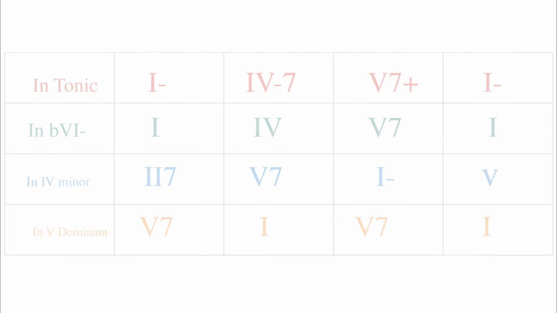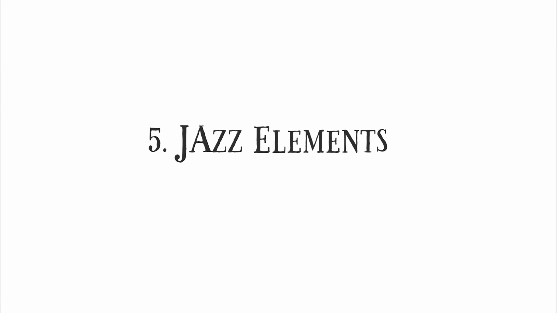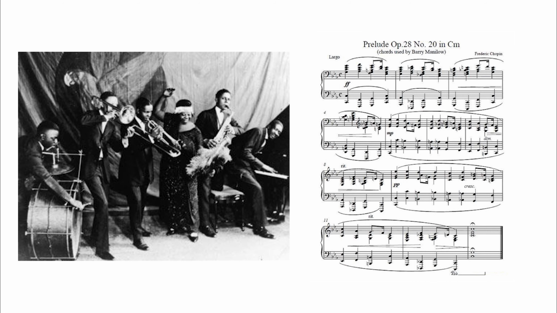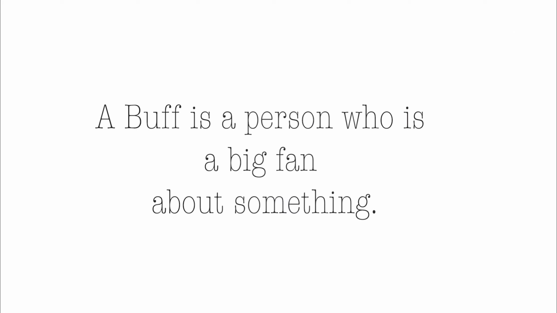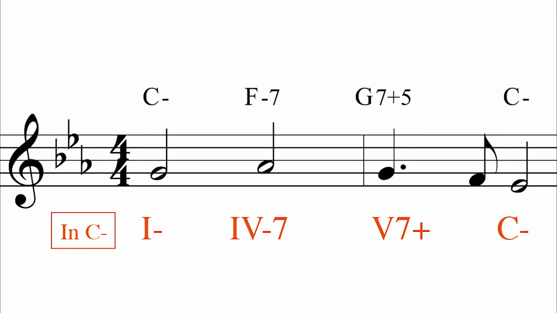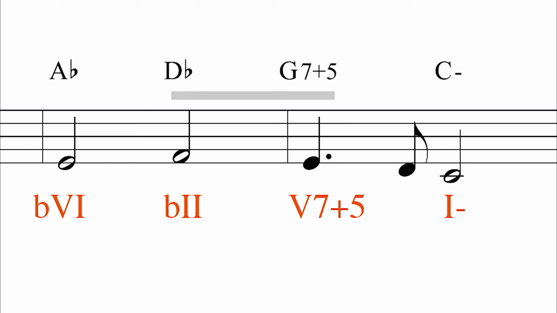Point of interest 5. Jazz elements. Even though jazz appeared approximately 100 years after this piece, it can be very interesting for a jazz buff like myself to highlight particular moments that can be analysed so well with jazz terminology, such as sharp 5 chords, 13th chords, and minor 7th chords, plus tritone substitutions.